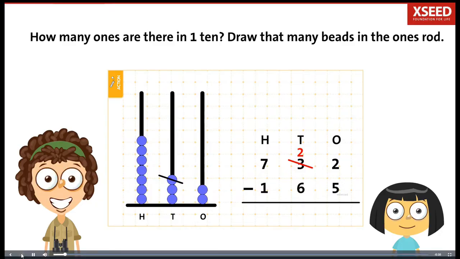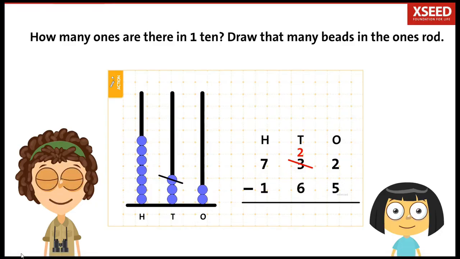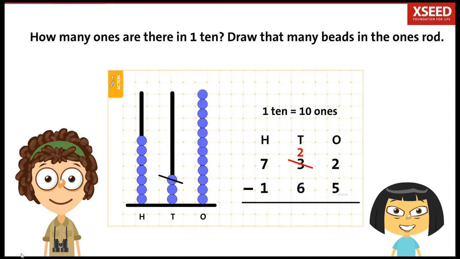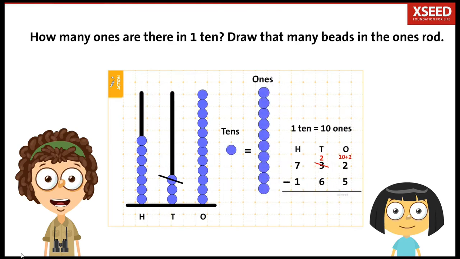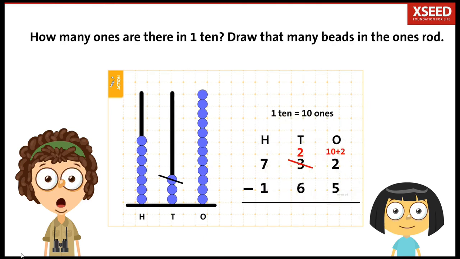Mia, how many beads did you draw to replace the 110 bead? There are 10 ones in 110. I drew 10 beads on ones rod. That is correct, Mia. 10 ones make 110. So, we will erase one bead from the tens rod. Then we will draw 10 beads in ones rod. Now, we have 12 beads, or 12 ones on the ones place.